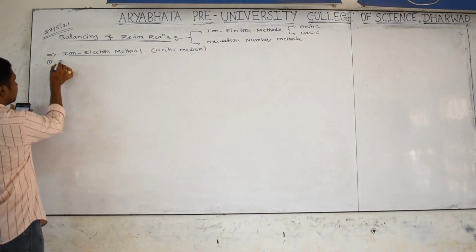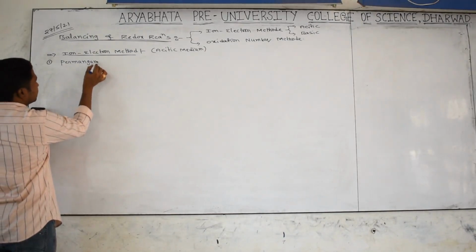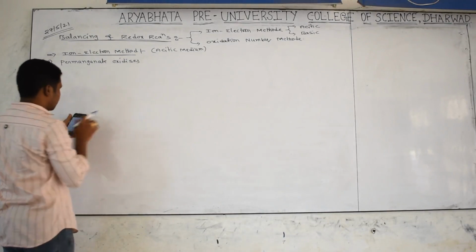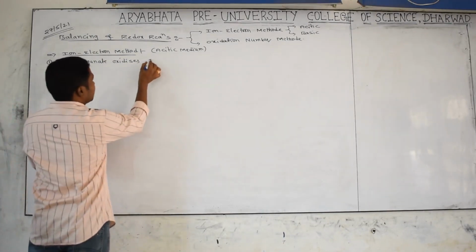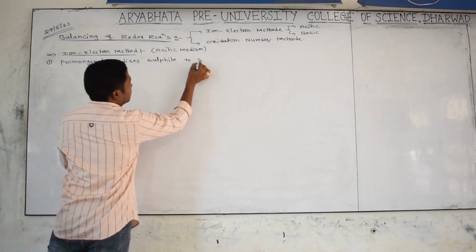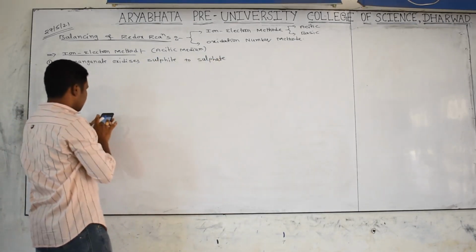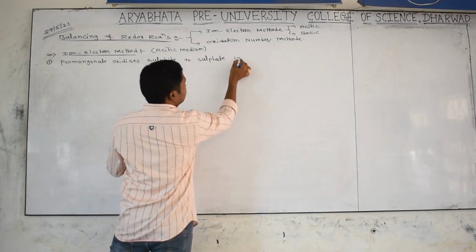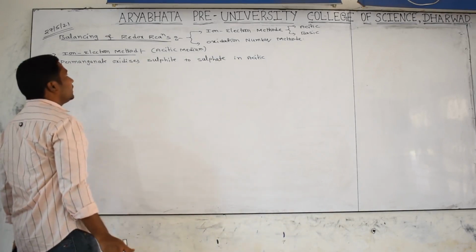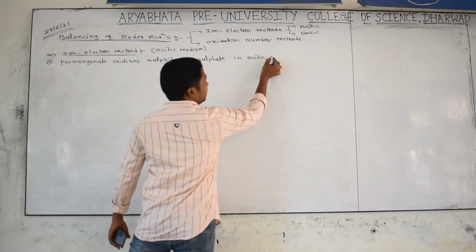Permanganate oxidizes sulfite to sulfate in acidic solution. He will ask the question like this only: balance the redox reaction of permanganate ion oxidizing sulfite ion into sulfate ion in acidic medium. This is the question.